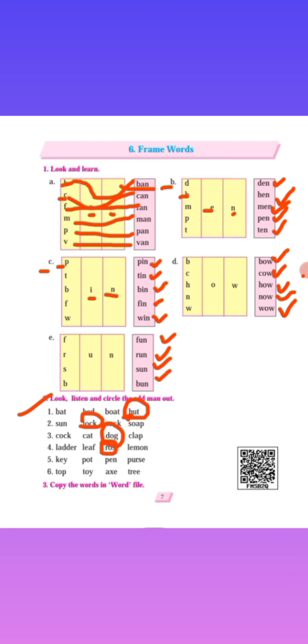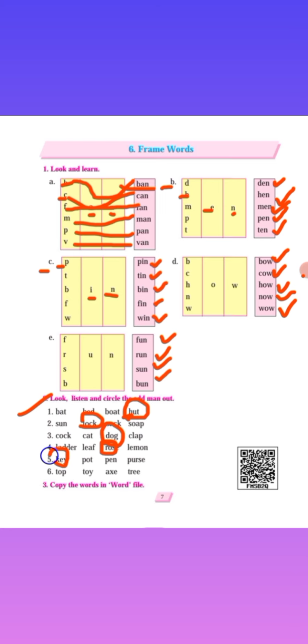So next, fifth row words are key, pot, pen, purse. In these three, pot, pen and purse, P is the first letter, but in the word key, K is the first letter. So we have to circle this key as the odd man out.